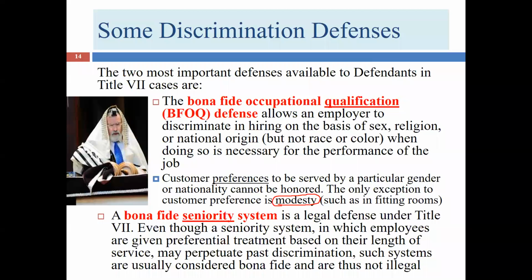And so the workforce might end up, in 1973, to be almost as lacking in diversity as it was back in 1963. And so a bona fide seniority system can perpetuate past discrimination, but it will usually be enforceable.